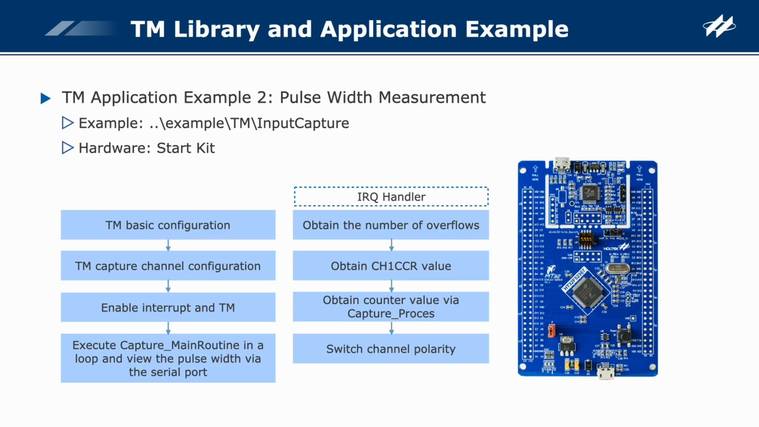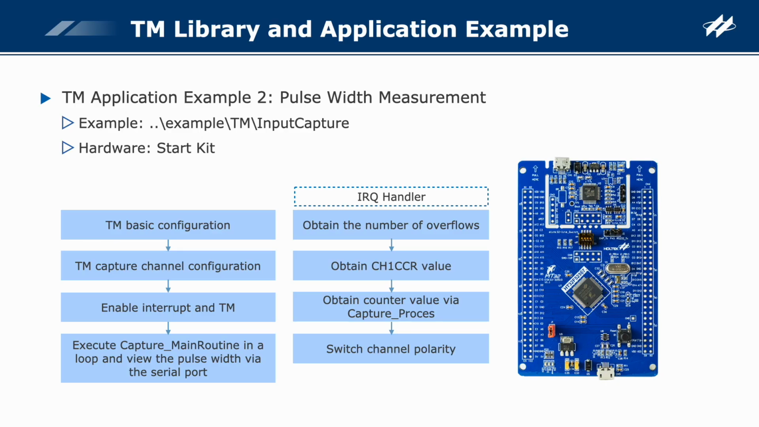In this example, a capture channel of input channel CH1 in the HT32F52352 GPTM is used for pulse width measurement. First, the main program executes the timer basic configuration, and sets the timer capture channel configuration. It then enables the capture event interrupt and update event interrupt, then enables the timer. Finally, it executes the capture main routine in a loop. The pulse width can be viewed via the serial port.